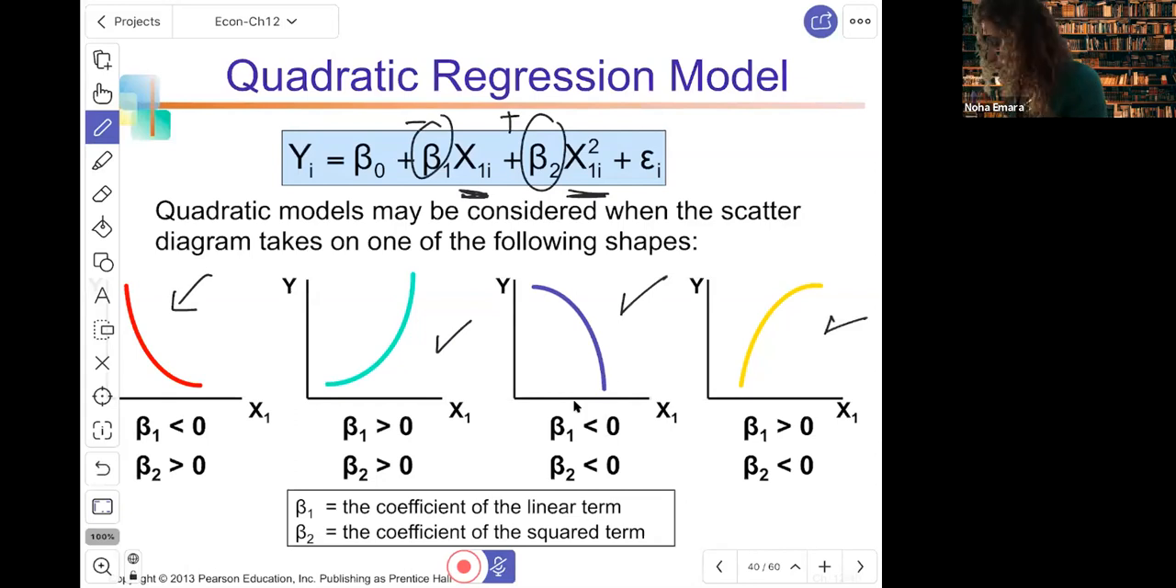So this one is telling me the relationship between x1 and y is decreasing at an increasing rate. This one is increasing at an increasing rate. This one is decreasing at a decreasing rate. And this one is increasing at a decreasing rate. So it's always the case that beta one is about the direct effect and beta two is the rate of change. Okay.